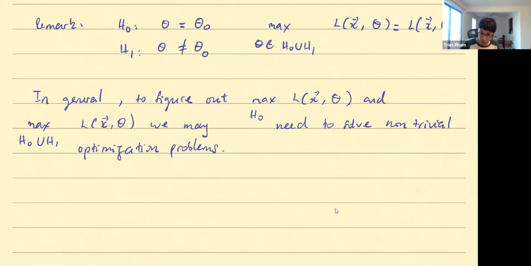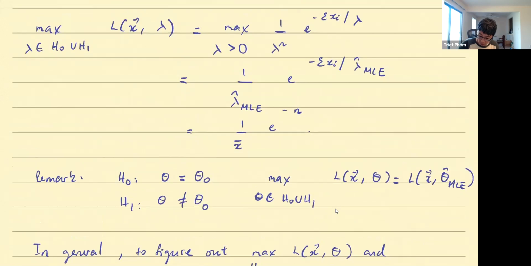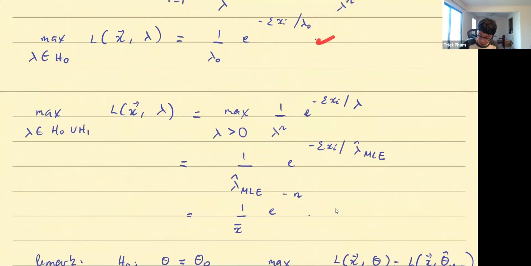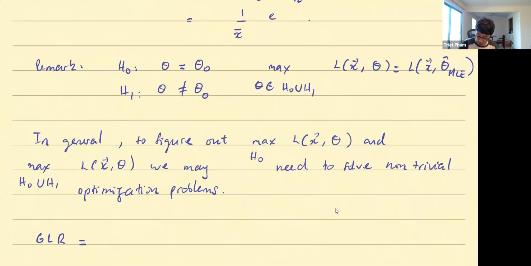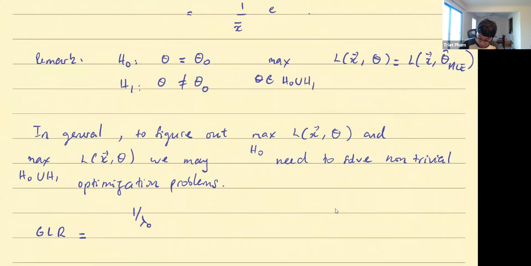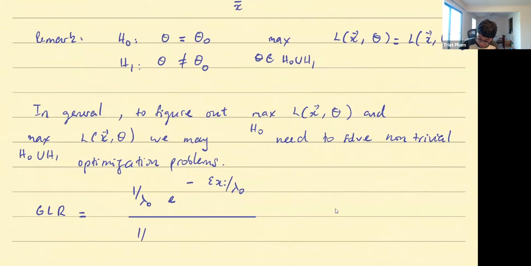All right. So to repeat, in this example, our GLR would be the one under the null, which is this, divided by the one under both scenarios. So we got 1 over lambda 0 e to the minus sum of xi over lambda 0, divided by 1 over x bar e to the minus n.